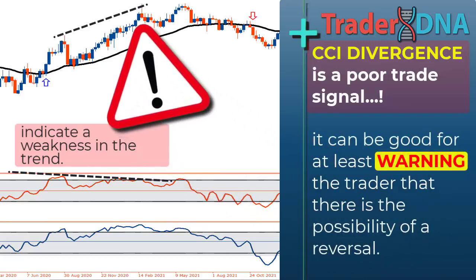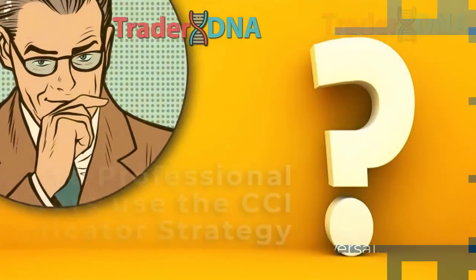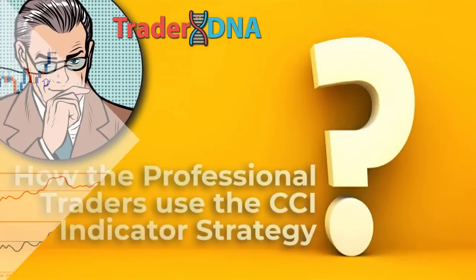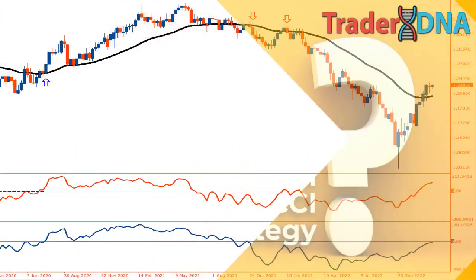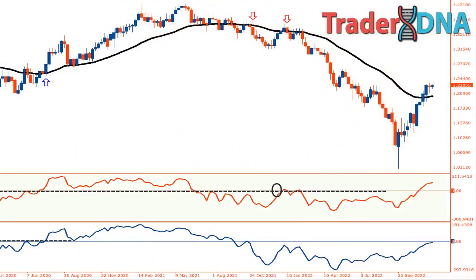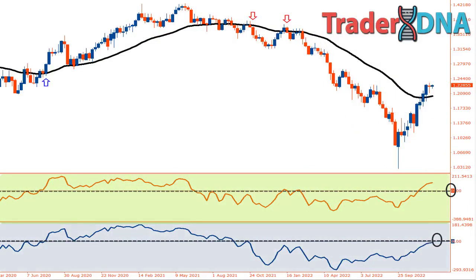This way, they can tighten stop-loss levels or hold off on taking new trades in the price trend direction. How the professional traders use the CCI indicator strategy. The zero line in the CCI indicator is the line in the sand between the bulls and the bears. This means that we can use the crossing of the zero line to gauge a shift in the market sentiment. So, here is how to trade using the CCI indicator.